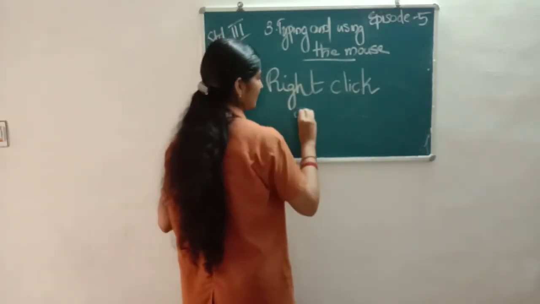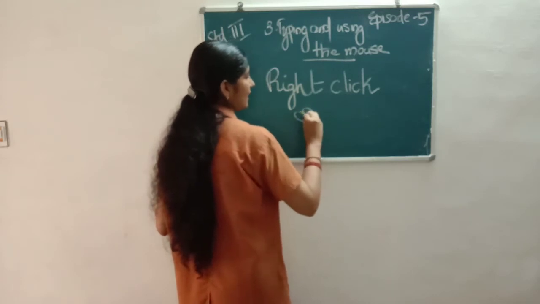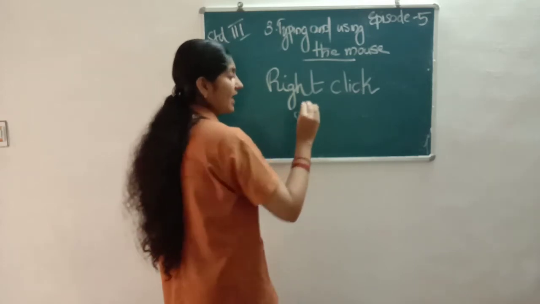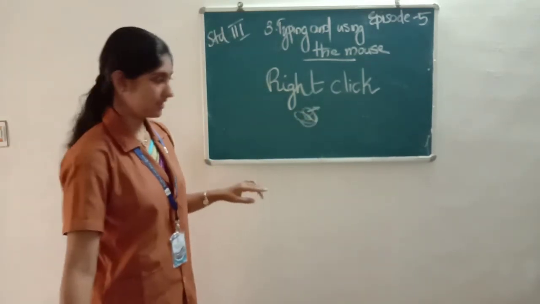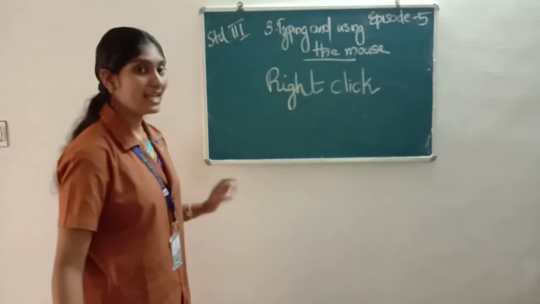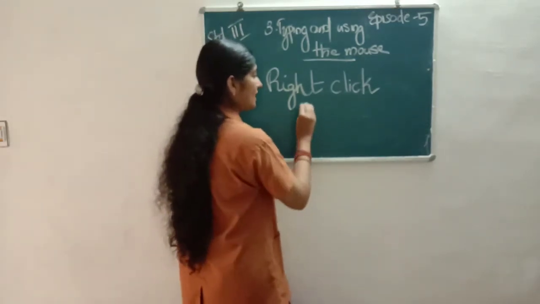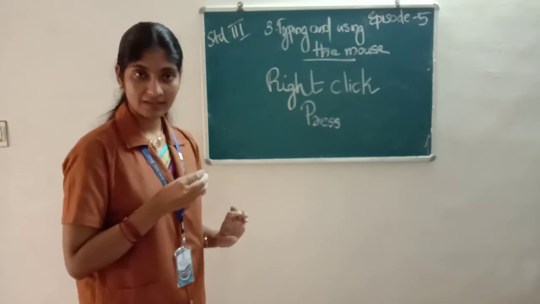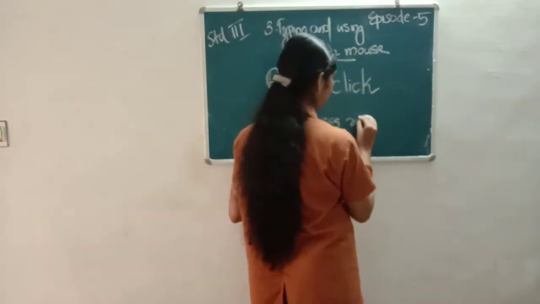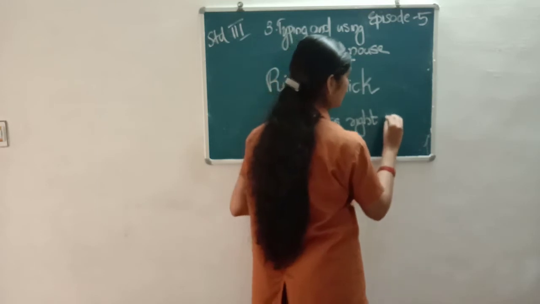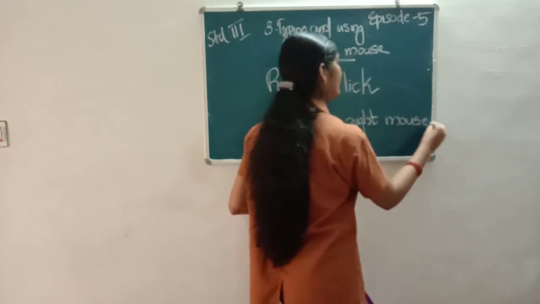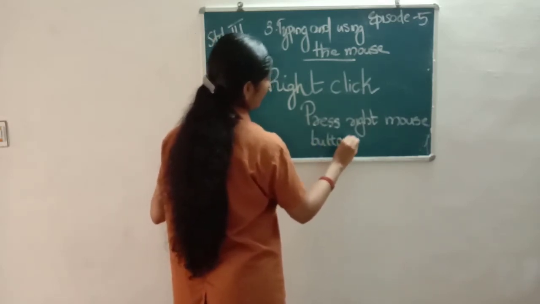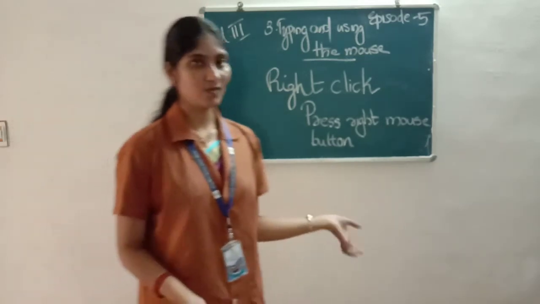So here there are two mouse buttons, left and right. Press the right button and then release it. Press the right mouse button. So right click means press the right mouse button, and release it quickly.